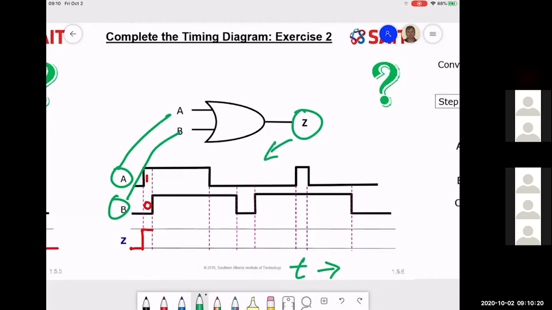Okay, so up to this transition line we have established an output. This transition line is drawn if an input changes. As we can see, B changed to a 1. A is still a 1. So what would the output Z be for an OR gate? A 1. A 1, correct.